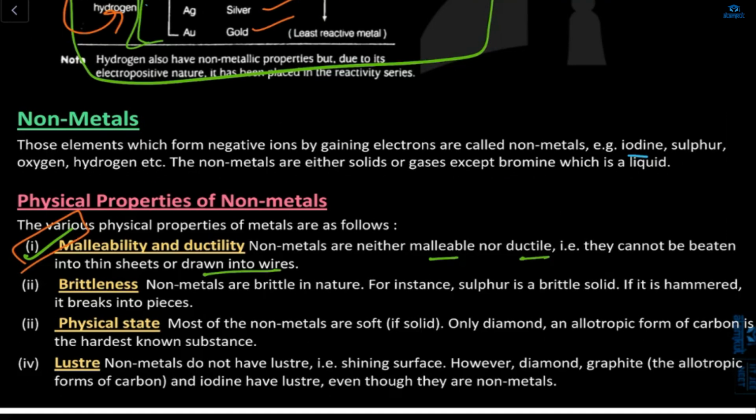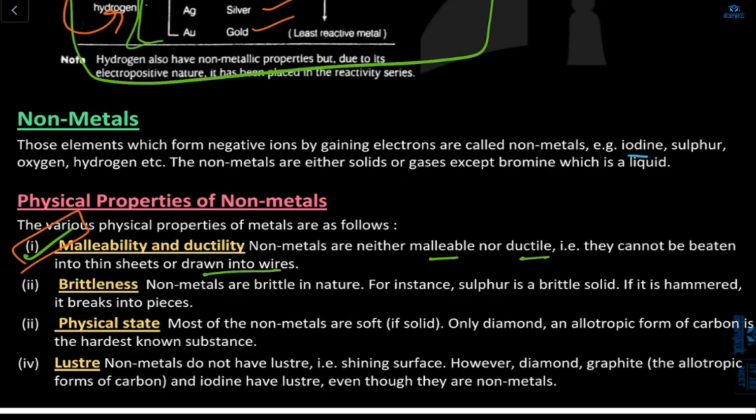So, what about physical state? What is the physical state of non-metals? Ma'am, solid. Most of the non-metals are very soft. Ma'am, only diamond is very hard.